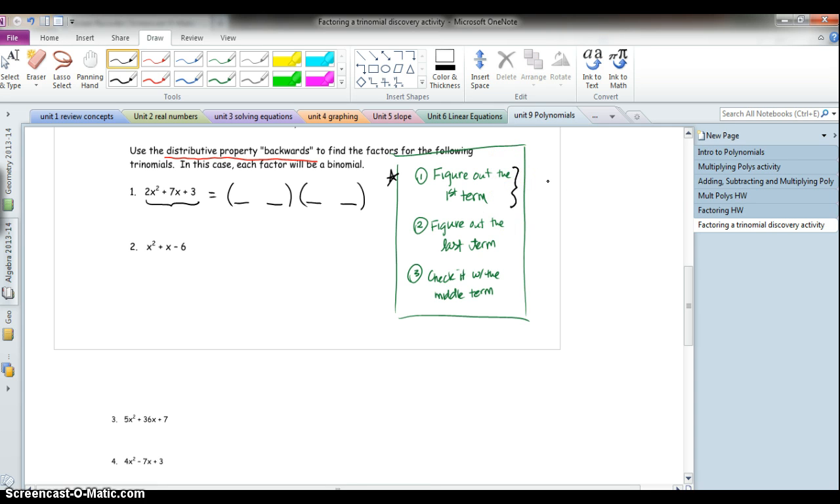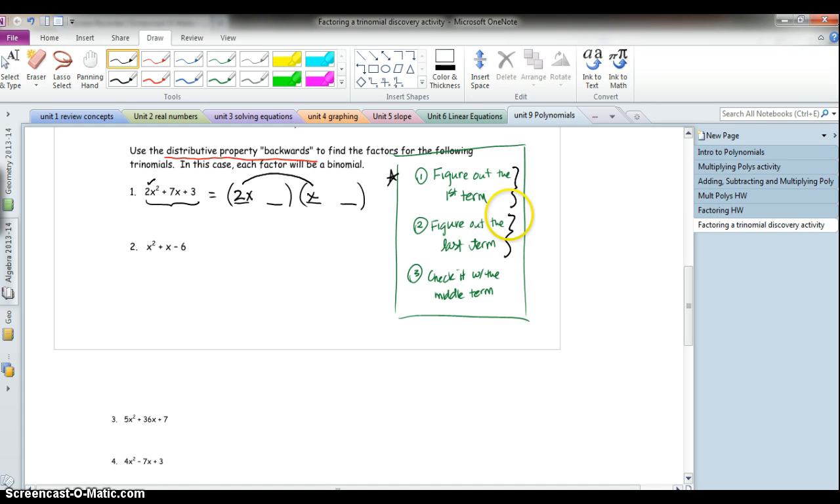Okay, so according to the directions, what we're going to do is first, you're going to figure out the first term. So my first term is 2x squared. I have to figure out what times what is 2x squared. And I'm going to choose 2x and x, because 2x times x is 2x squared. And that definitely guarantees me that I'm going to get 2x squared because I'm making that happen. I'm choosing 2x times x. I'm definitely going to make that work out.